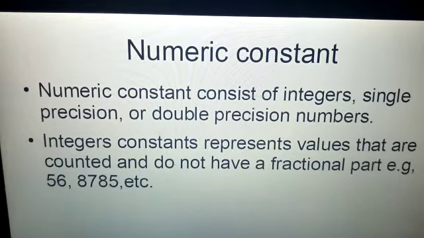Integer constants represent values that are only counted and don't have a fractional part, but single precision and double precision numeric constants represent values that are measured and may contain a fractional part also. For example, 4.7, 5.7, 0.5, 0.48, etc. Single precision numeric constants are stored with 7 digits but print accurately 6 digits. Double precision numeric constants are stored with 17 digits of precision but printed with as many as 16 digits accurately.